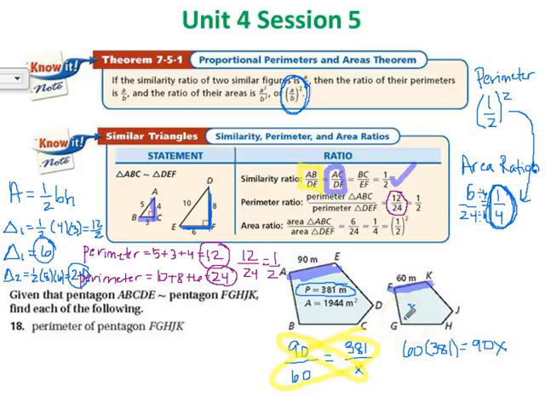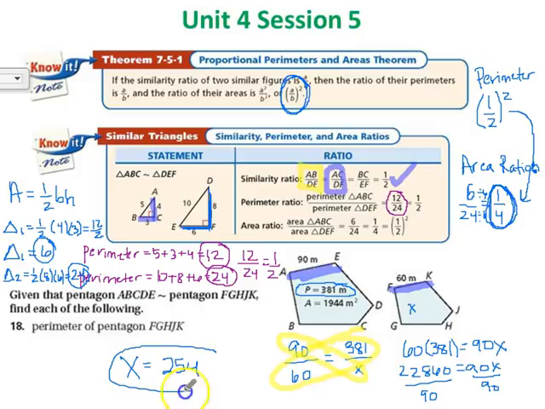60 times 381 gives us a large number, 22,860 equals 90x. Divide each side by 90 to solve for x. I'm going to put x equals over here because I'm running out of room. So 22,860 divided by 90 gives me 254, and that is going to be the perimeter. So that is the perimeter of our smaller pentagon.